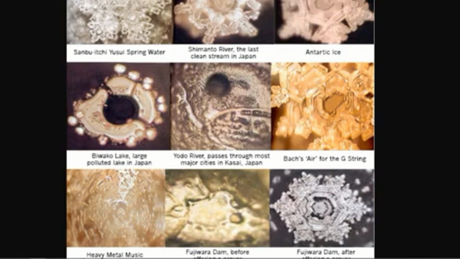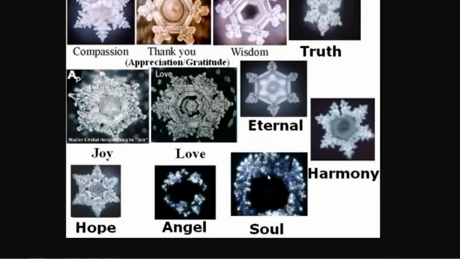We know they do it through many ways, but they understand all this, and they've understood this for thousands of years. It's been passed down. These are the type of things that have been passed down in the mystery traditions, in the secret societies. But now everything is coming out into the open. Interesting how angel and soul are a ring, a circle, kind of pointing towards eternity. Now, eternal looks like just a beautiful snowflake that does harmony and truth and wisdom, compassion, and thank you.